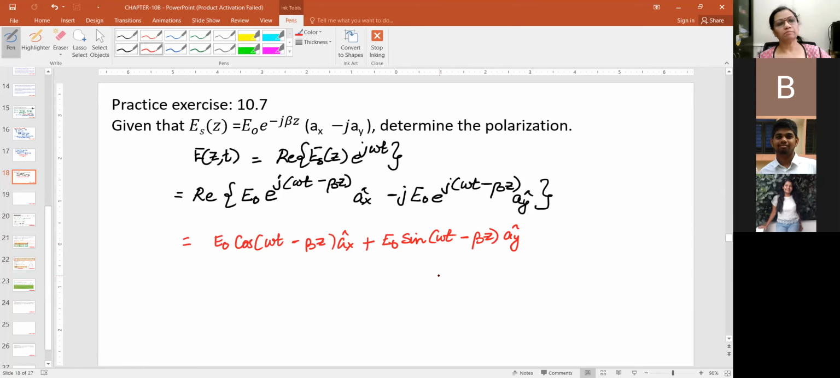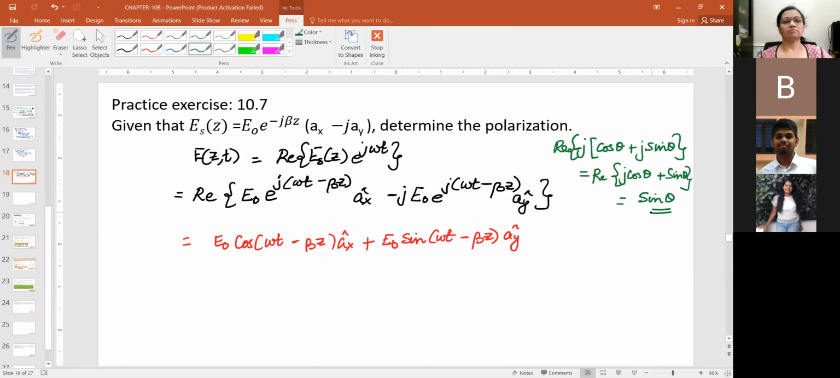Is this step clear? I'll just show the rough work here. So it is j into cos theta. Okay, there is a minus also. Minus j into cos theta plus j sine theta. Okay, and you want the real part of it. So what will this be? The real part of j cos theta then plus sine theta, right? So which will be real? The real part of that means you are left with only sine theta. Did you get this step? So that's the reason why you're getting this.